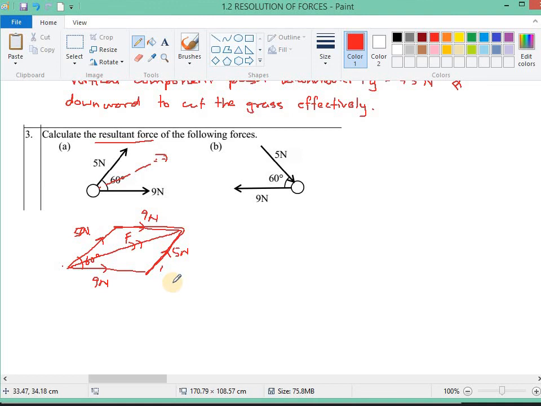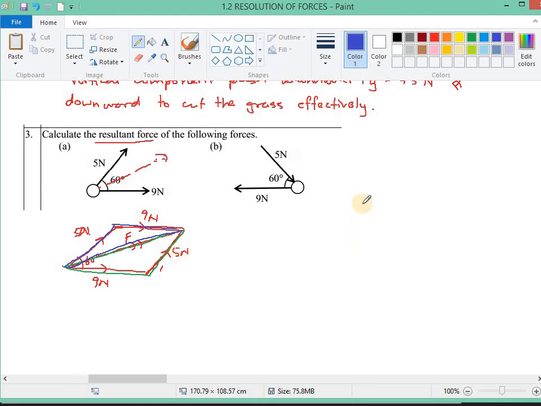Now we want to calculate this. Here we don't want to use the scale diagram method; we want to learn how to calculate. That means we want to calculate this length. From this parallelogram we can get a triangle. You can get one triangle from here, or you can get another triangle from this part. Either one also can, no problem.